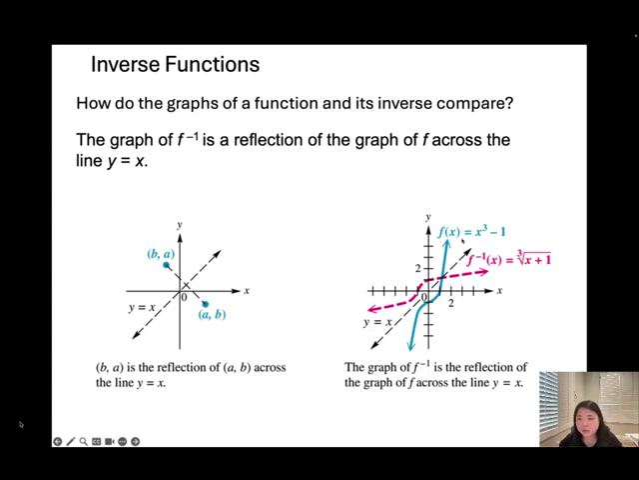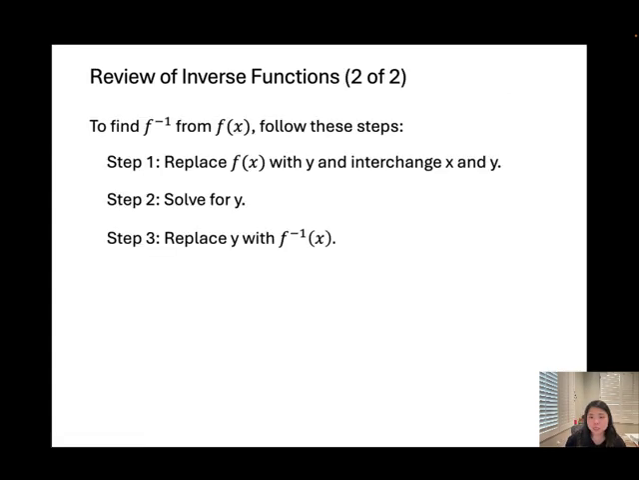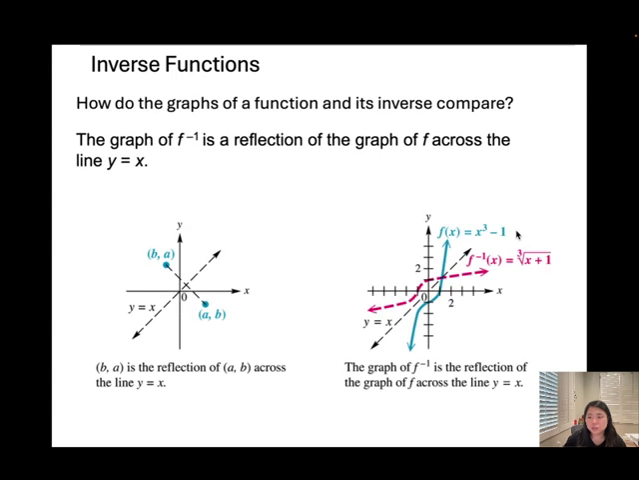And then the function f of x equals x cubed minus 1. We could use the previous steps here to find the inverse function. When I graph it, you could see the graph of the inverse function is a reflection of the graph of f across the straight line y equals x.